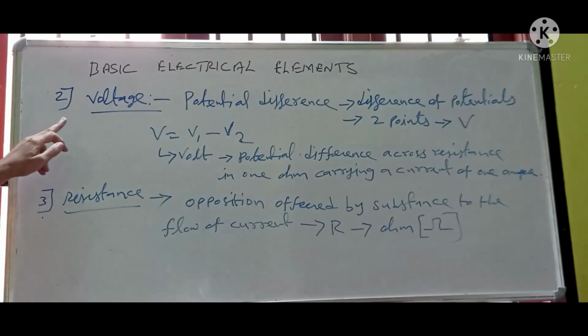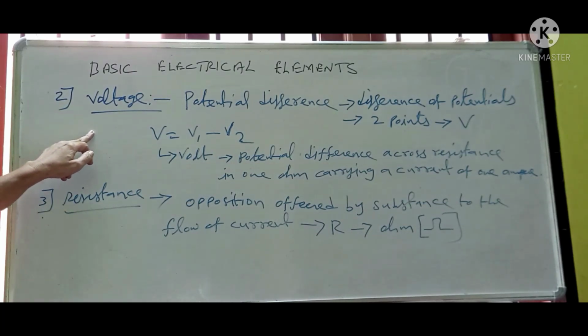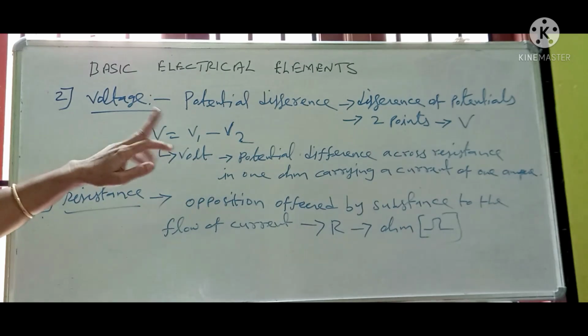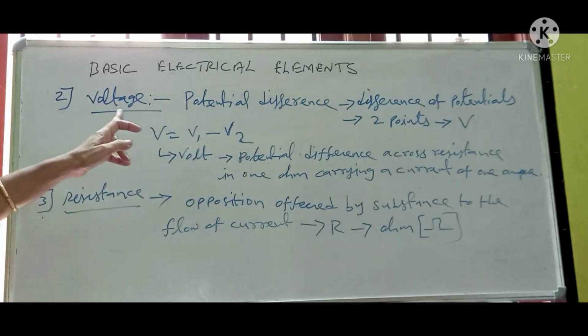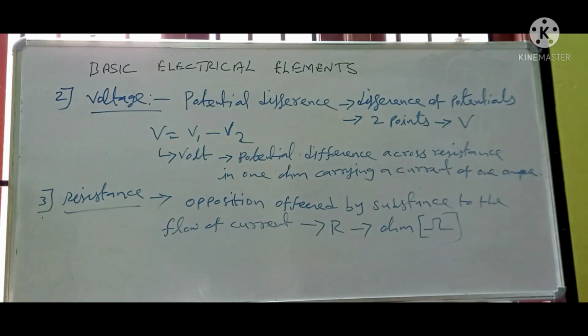The second electrical element is voltage. Voltage means the difference of potential between 2 points, known as potential difference. Here potential means pressure. When charges accumulate at one particular point, that point is known as the potential at that point.